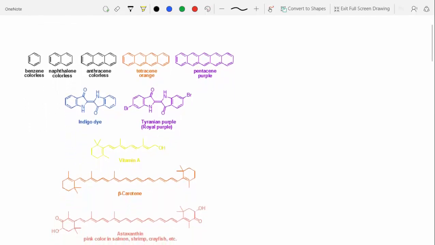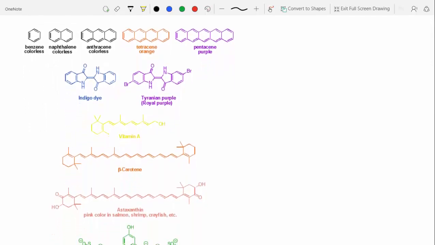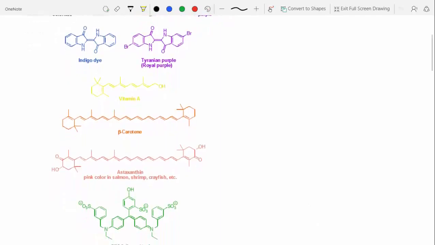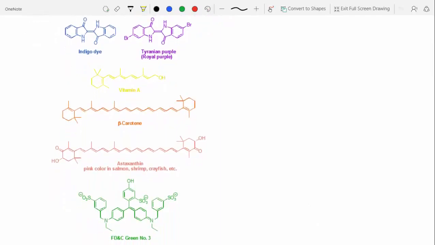The other thing you can see are some common dyes. We've got indigo dye, a purple dye. The yellow one's super hard to see. That's vitamin A. I apologize, the yellow is not showing up. Then we've got beta carotene. That was the one we saw. Then the one below it, we've got a pink dye.